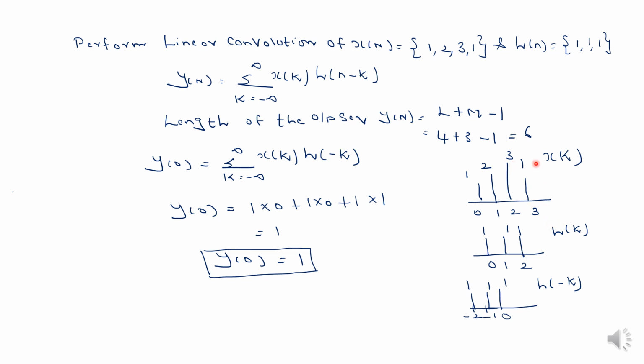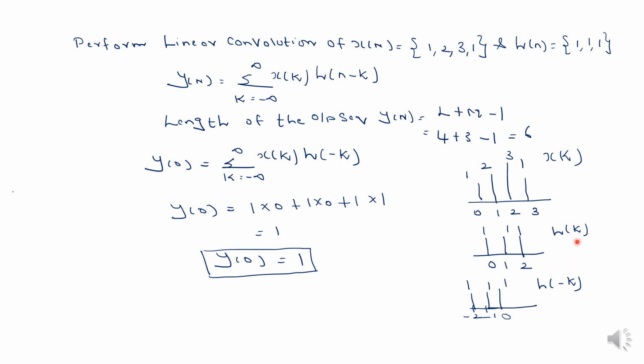Similarly, I have sketched h of k graphically. The h of k sequence also starts from the origin point k is equal to 0. Therefore, for k is equal to 0, the value of the sequence is 1. For k is equal to 1, the value is 1. And for k is equal to 2, the value is 1 again. So, to perform convolution to find the value of y of 0, I need to perform convolution between these two sequences, x of k and h of minus k. I need to compute h of minus k from h of k.